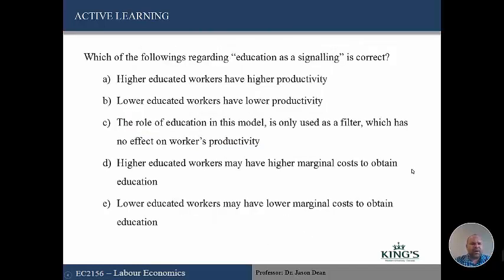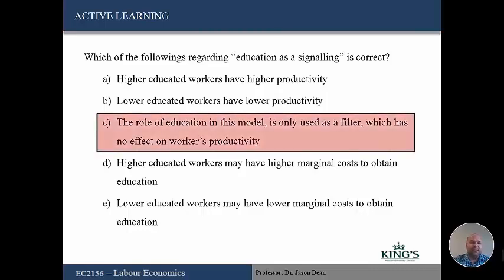Which of the following regarding education as signaling is correct? I'll let you think about that. You may want to pause it and then I'll give you the answer. Okay, which one is correct regarding signaling? It is C. Okay, again, the role of education in this model is only a filter to screen workers. Okay, it has no effect on productivity.